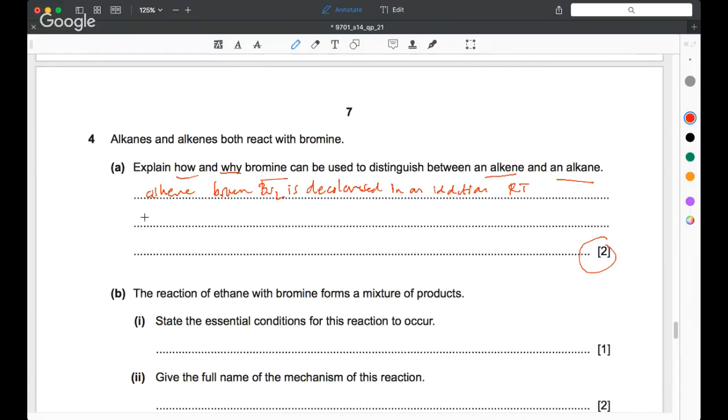For an alkane, well, it does react with bromine, but only with ultraviolet light to initiate the radical substitution reaction. So the first one is an addition reaction. The second one only happens with ultraviolet light, and that's a radical substitution reaction.